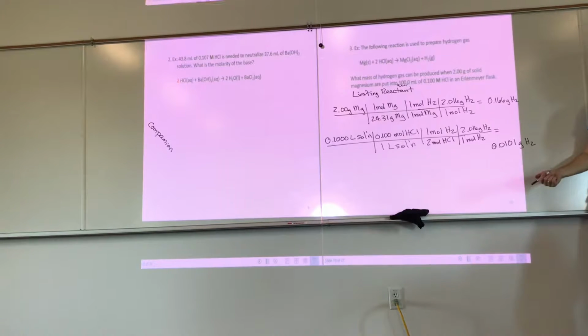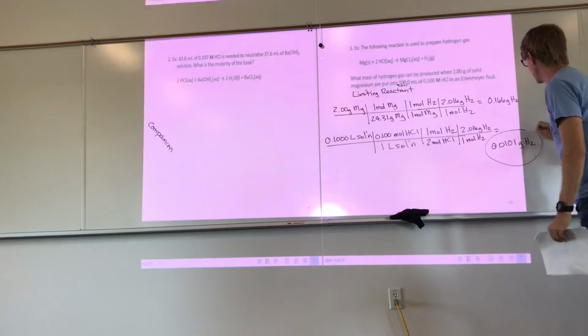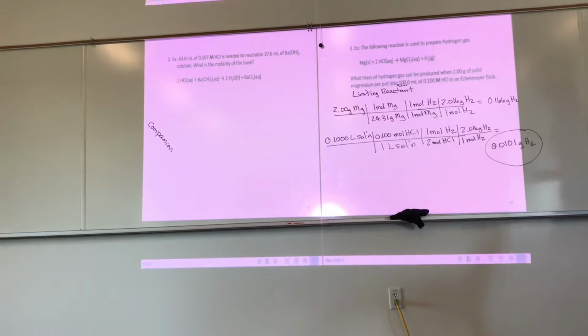So how much hydrogen can we make? It's always the smaller amount. What mass of hydrogen gas can be produced? This mass. This mass is the smaller amount.